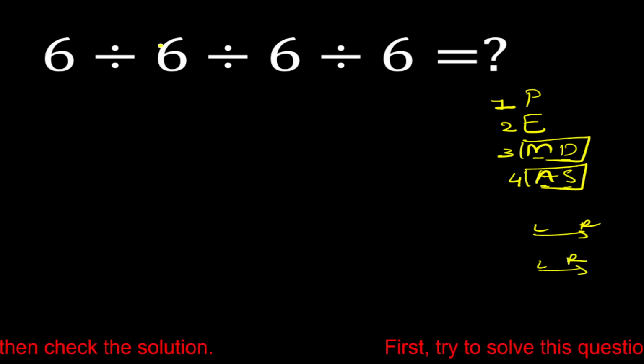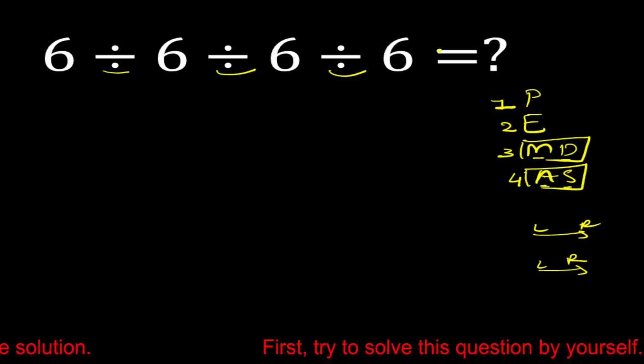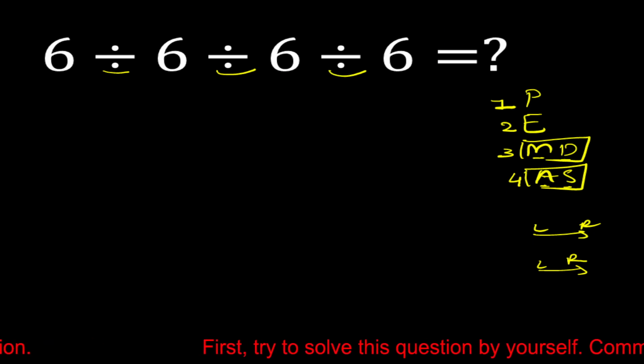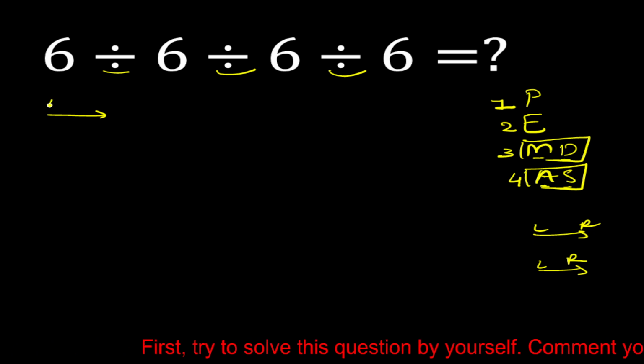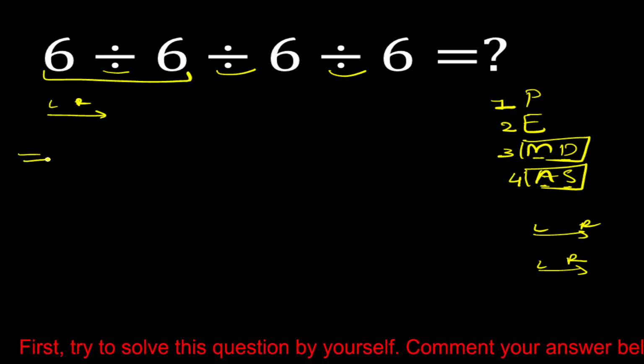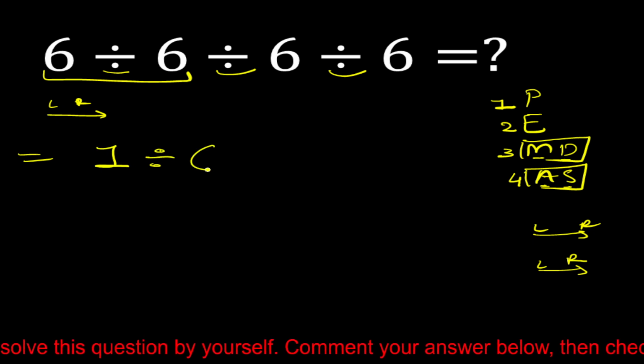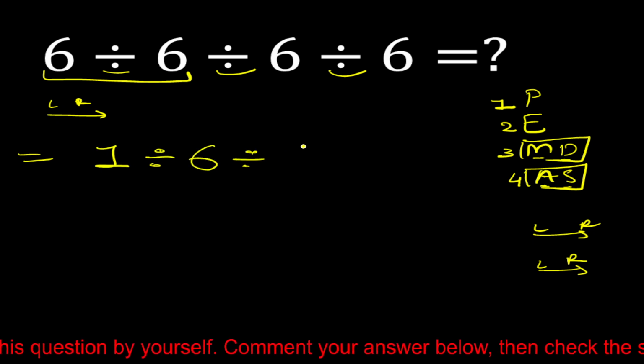Okay, so here is one division, also here is division, and here is division. All have equal priority, so we have to solve it from left to right. So first we have to solve this part. Okay, so 6 divided by 6 is equal to 1, then divide by 6, then divide by 6.